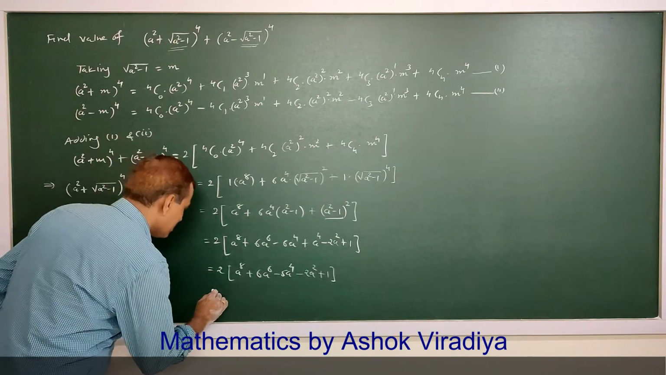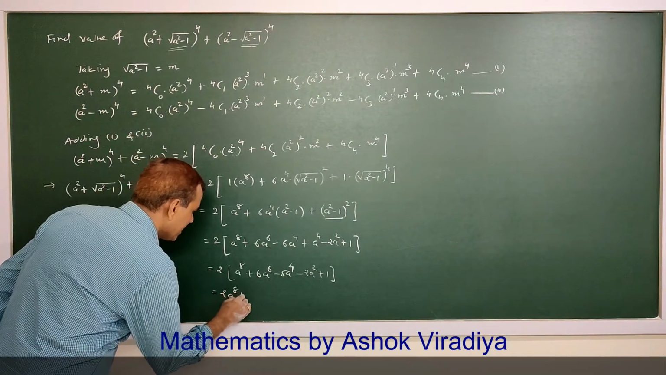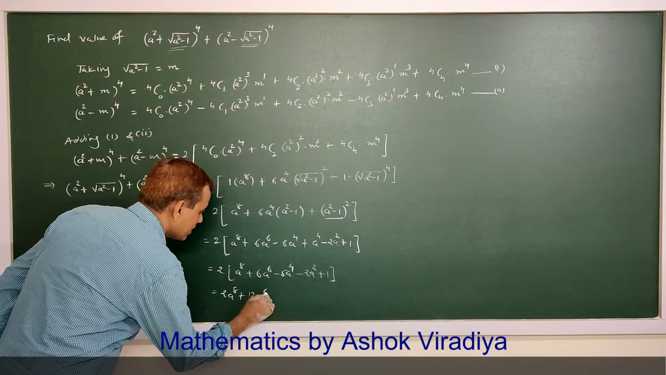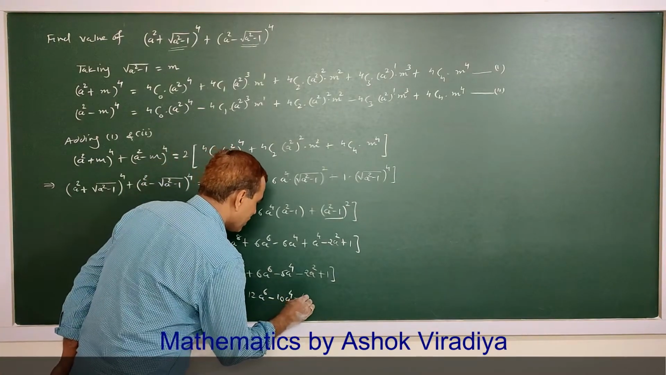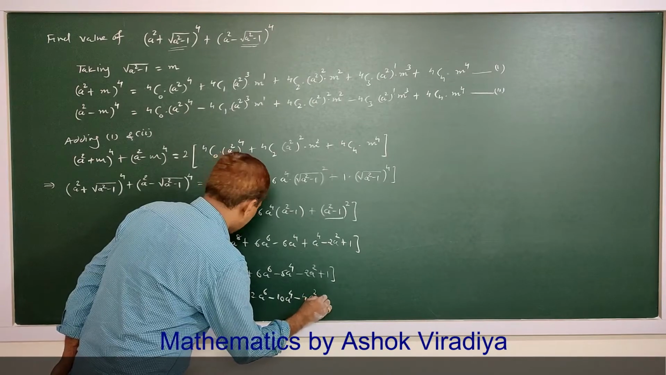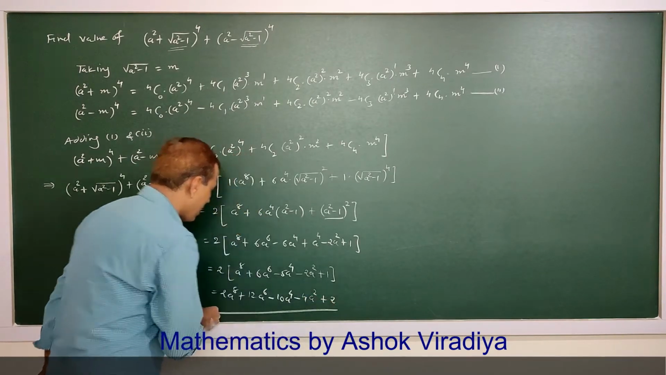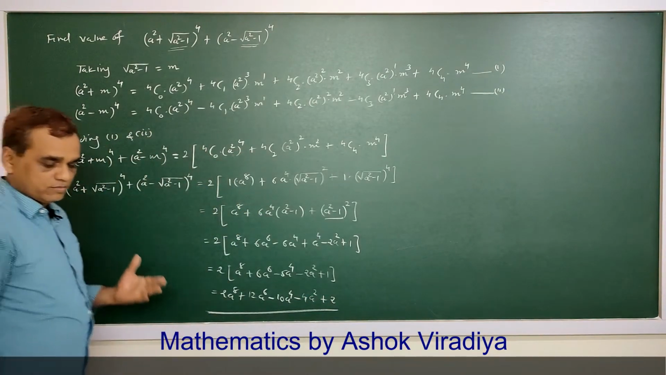So that is 2 times a raised to 8 plus 12 times a raised to 6 minus 10 times a raised to 4 minus 4 times a square plus 2. So this is the required value.